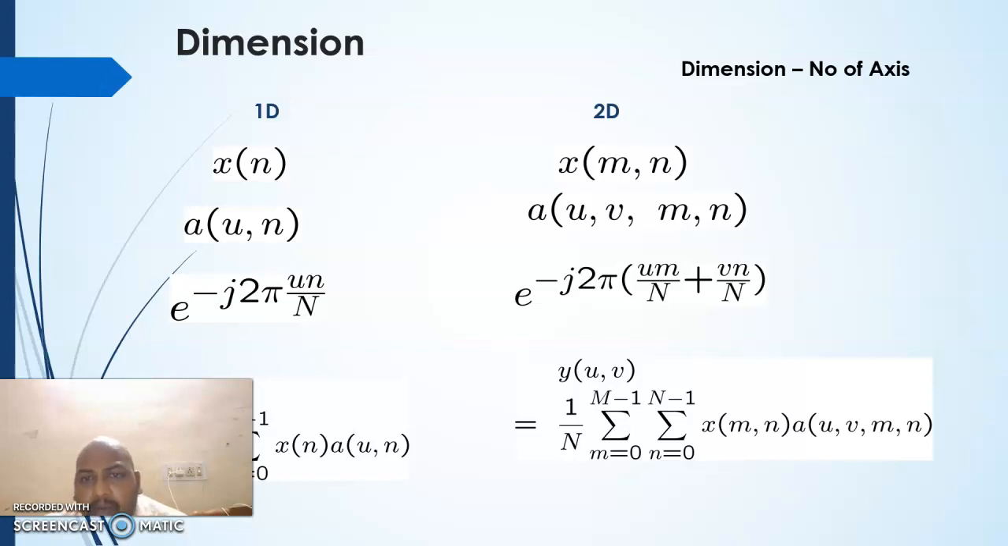A of u comma v m comma n is the transformation function. When we are defining the two-dimensional orthogonal transformation function, we can write y of u comma v is equal to 1 by n summation of m is equal to 0 to m minus 1 summation of n is equal to 0 to n minus 1 x of m comma n a of u comma v m comma n.